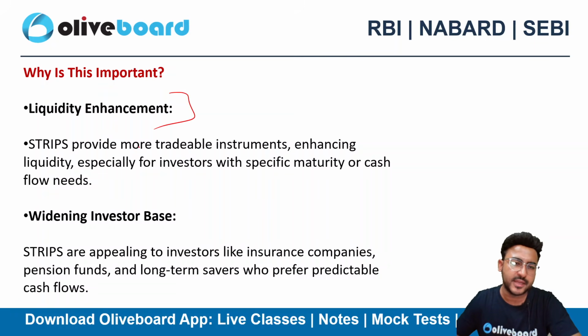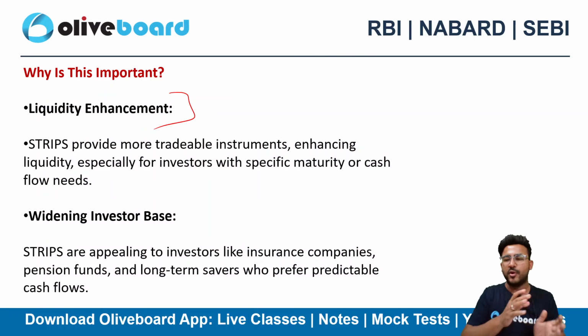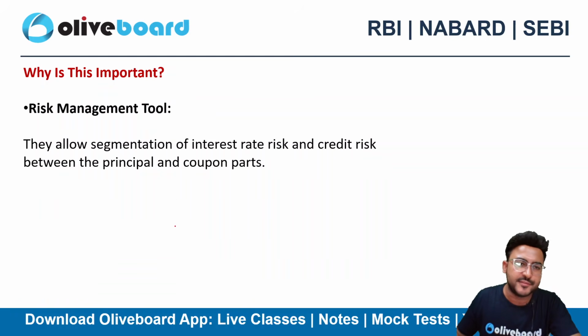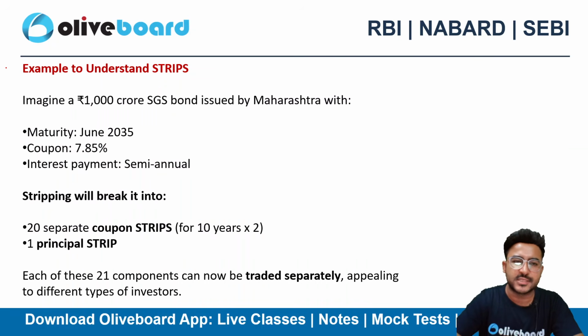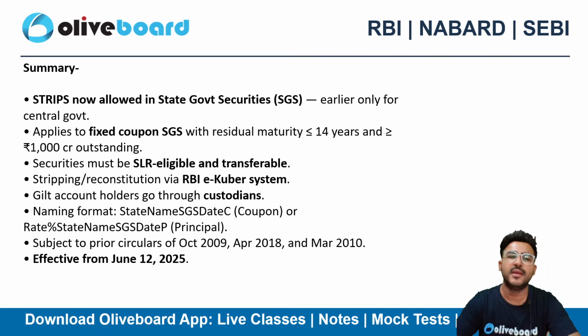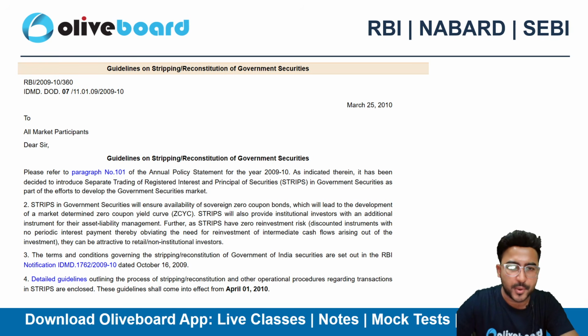Like, it will definitely enhance liquidity. Why? Because earlier the bond was not so liquid. I am now breaking it apart in multiple parts, so it becomes liquid. Investors get a lot of choice, and this is a kind of risk management tool as well. At the last, I have given you an example. Please read this example very well, and I have given you summary pointers as well. So please do read these summary pointers as well.